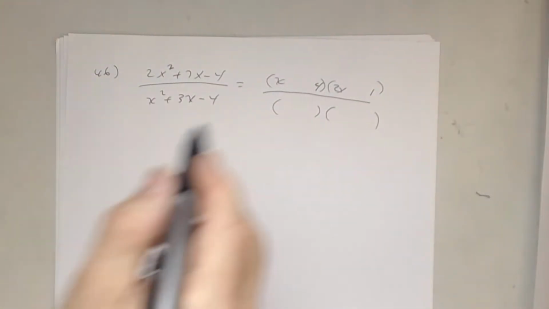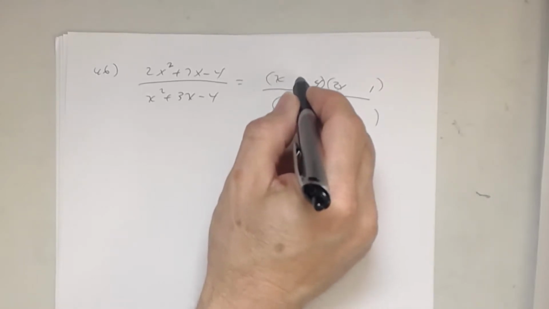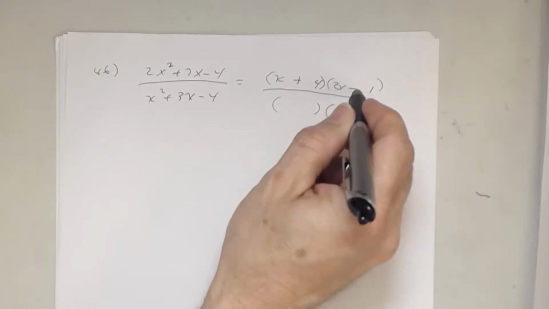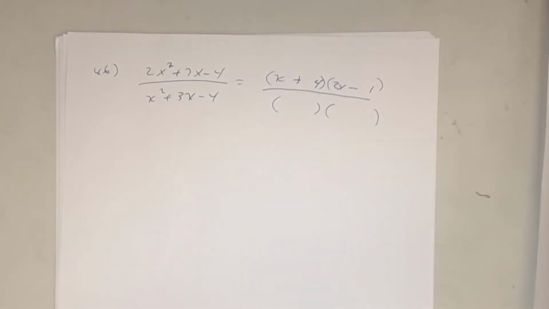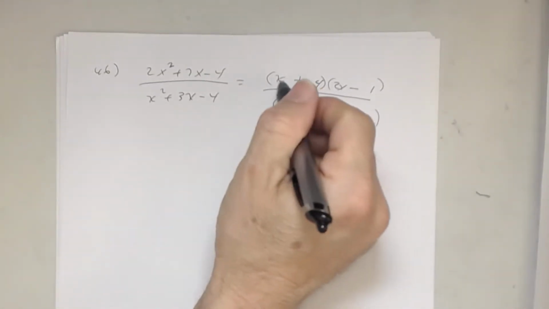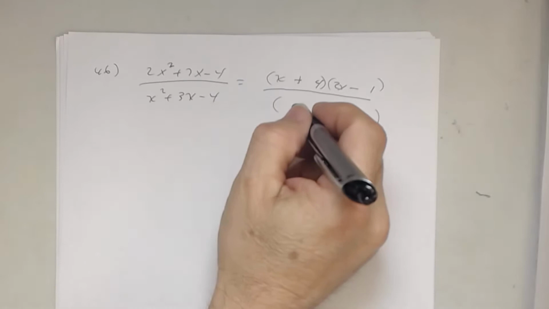Okay, the last sign's negative, so the signs are different. That means the 4 has to be what? Plus. The 1 has to be negative, because you want a 7x. The only way we can get a 7x is for 4 times 2x to be a positive 8x, and x times 1 is a negative x. That's where we get that positive 7x. What about the denominator?